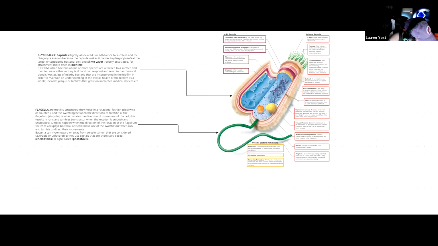So our next topic we have here are fimbriae and pili. So fimbriae are attachment appendages of bacteria, and they are not used for movement. And I will add in here only flagella are used for movement in bacteria and archaea.